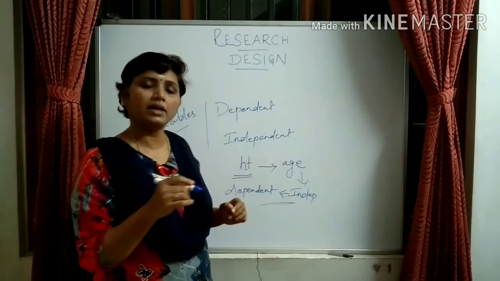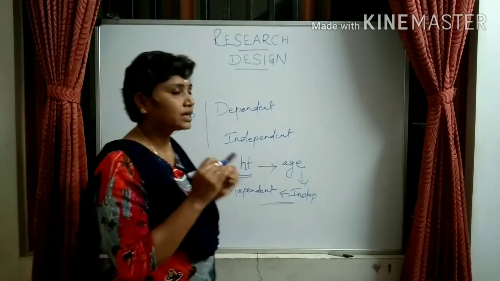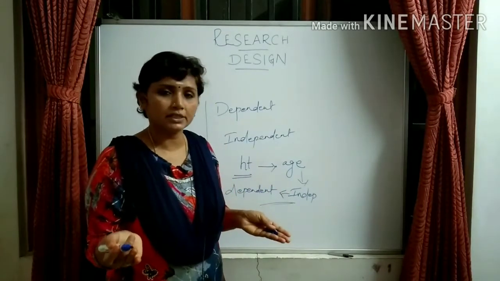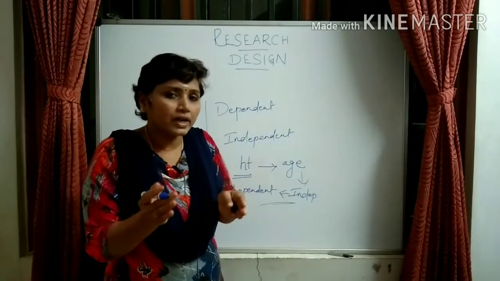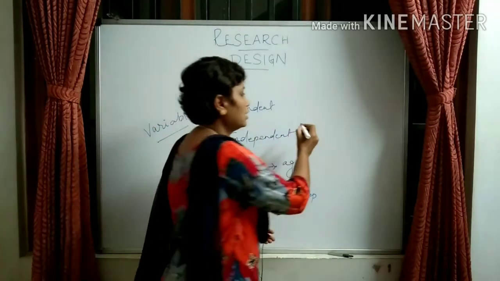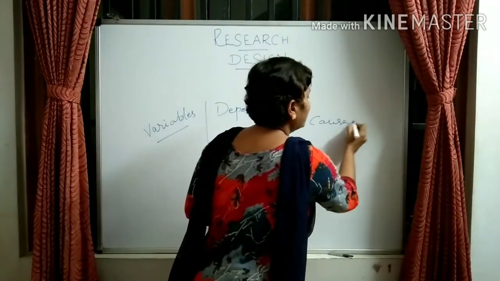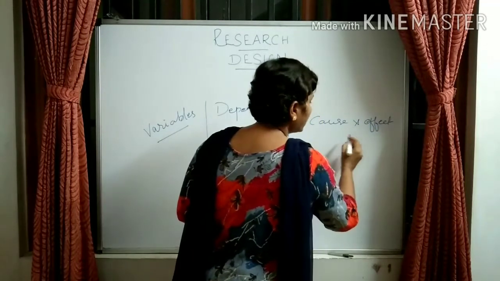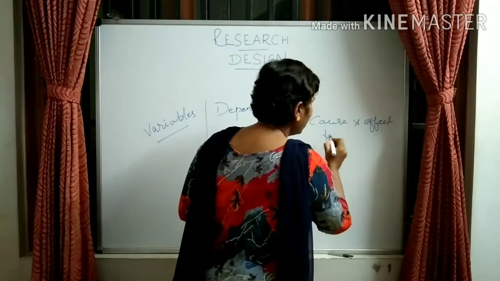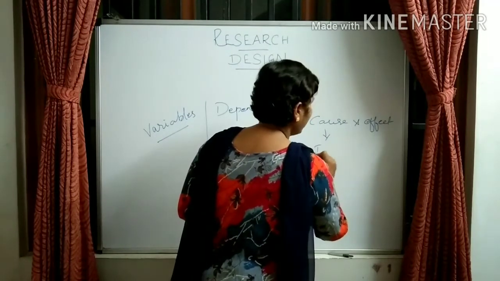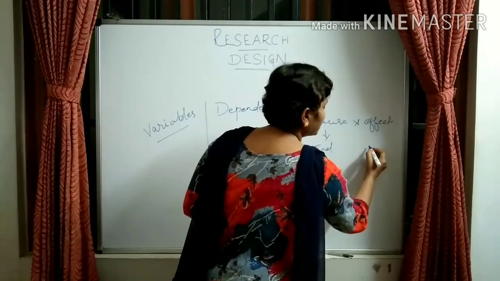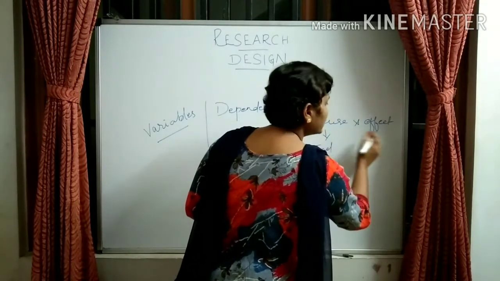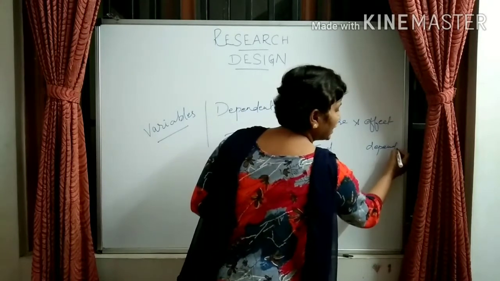In the problem statement I have coded already, the water contamination will cause the disease. Diarrheal diseases. Here, cause and effect. So here the cause is the independent variable. The effect is the dependent variable. Because of this, the effect is taking place.